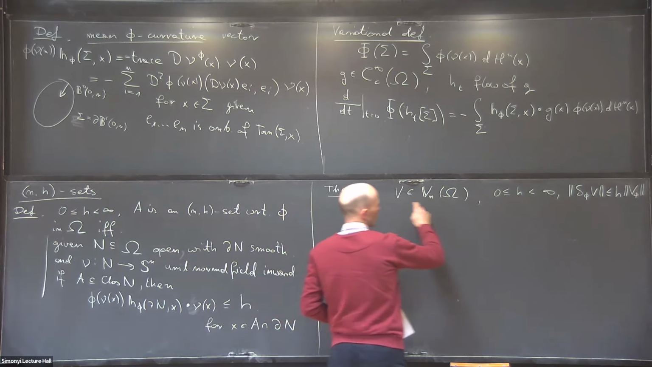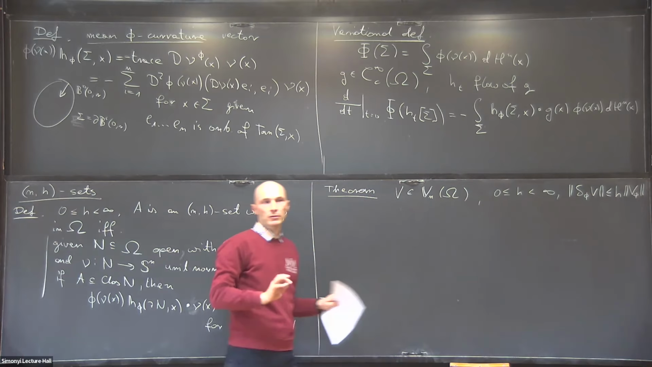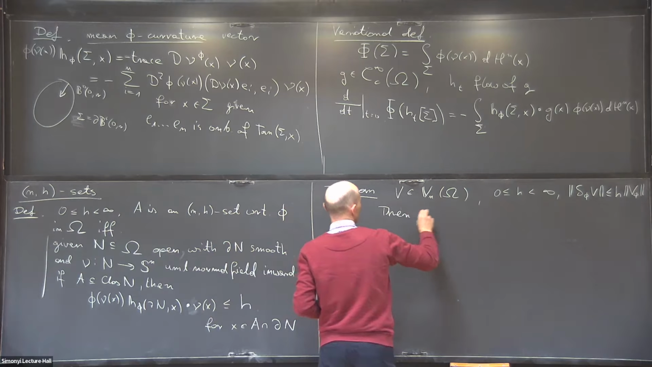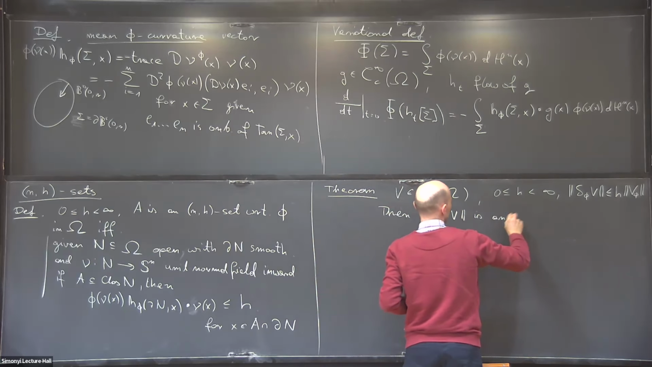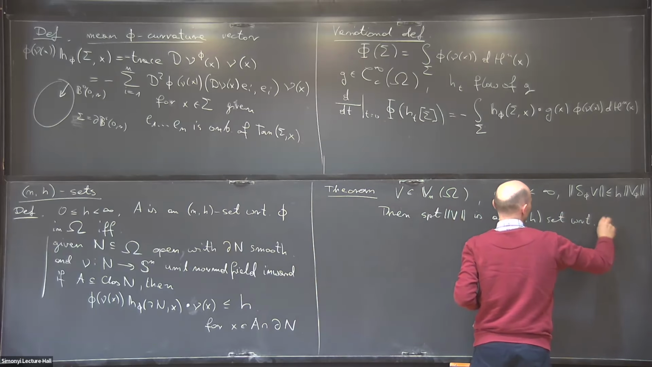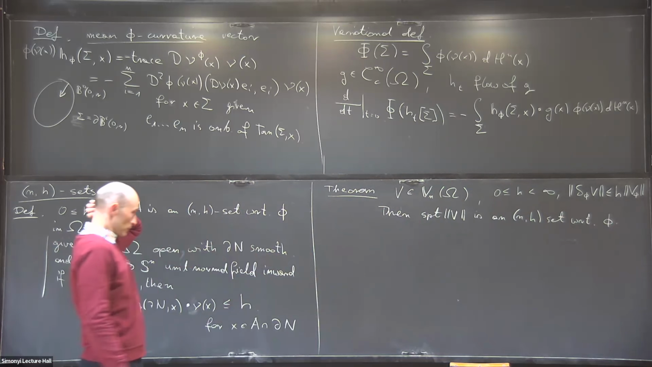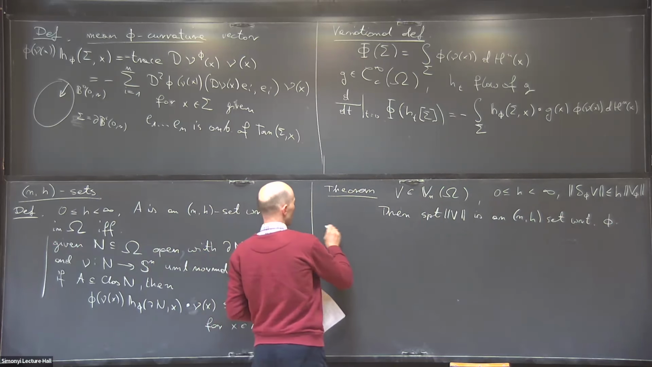So assuming you have a varifold which has this property, you don't assume it's rectifiable, you don't assume anything more, then the support of V is an NH set with respect to phi. So these are the main examples of NH sets that are useful for me for this talk.